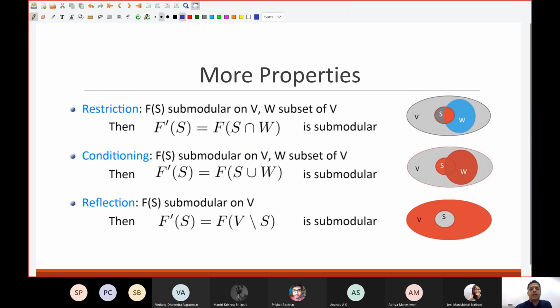Okay, if none, then let's look at more properties. These are even simpler, I would say. Restriction is just saying if you have a W which is a subset of V, and every time I evaluate S, F of S, now I call it F prime S, I'm going to do an intersection with W.